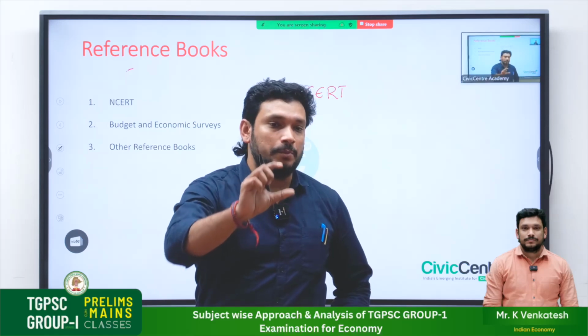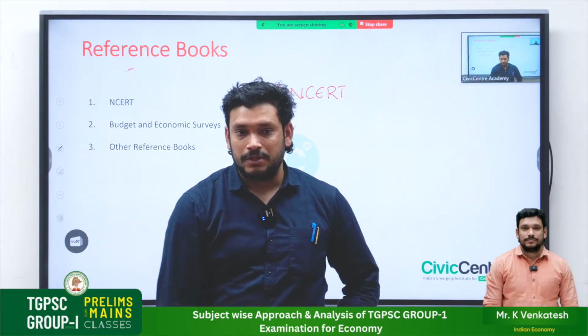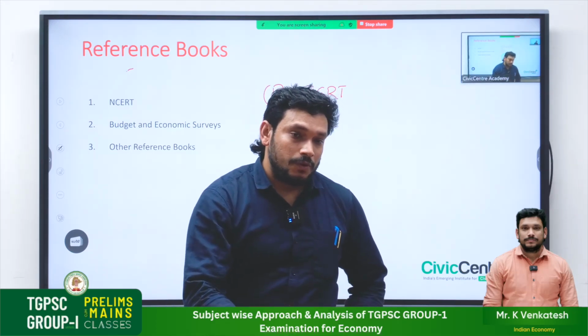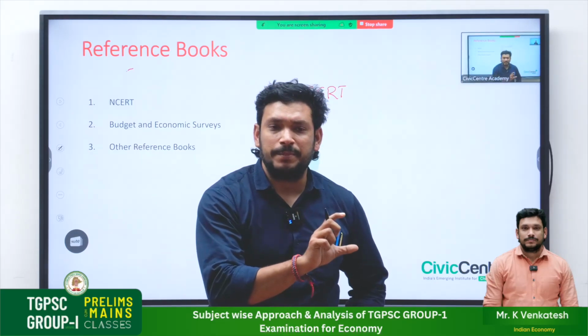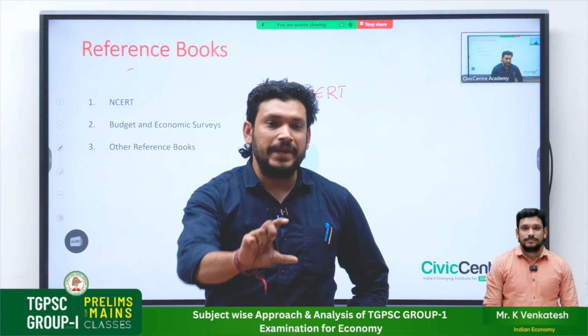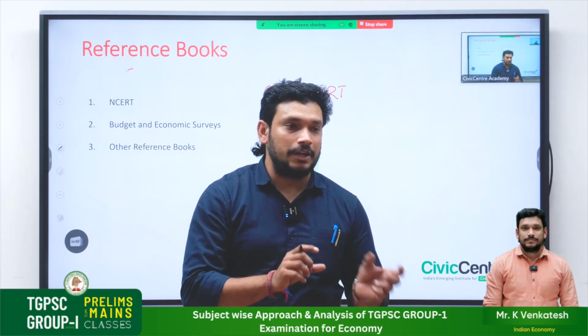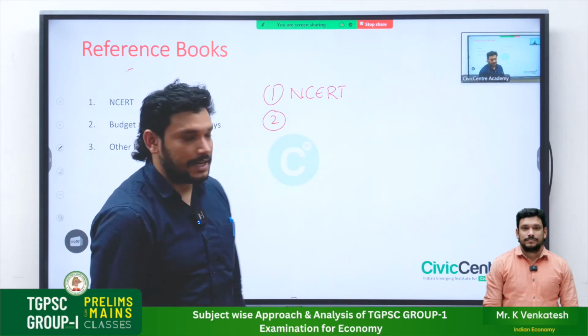But the Telugu Academy books you need to purchase, because we don't know when the new books will be released. So that's why we are not promising them. We will be giving the budget and socio-economic outlook of Telangana, the complete gist. Complete NCERT books: there are 23 books of NCERT that include all the subjects, which we will be giving from our end when you join the classes.